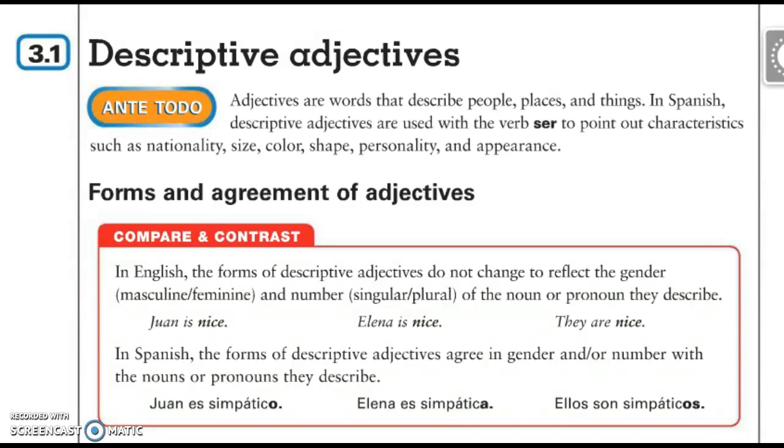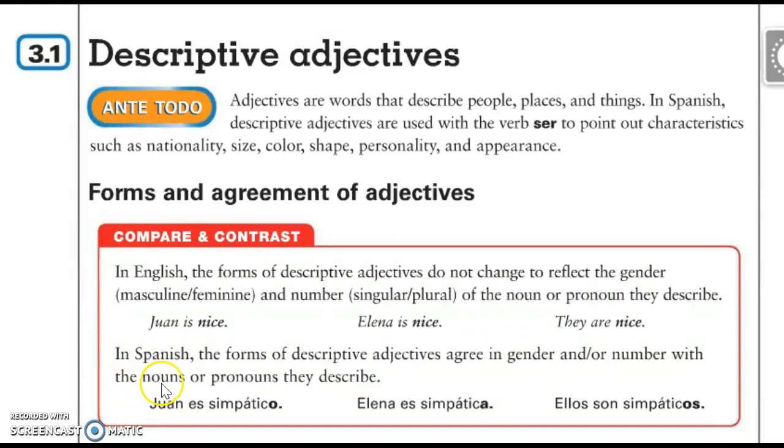So, how does this compare and contrast more specifically with the English language? In English, the forms of descriptive adjectives do not change to reflect the gender, masculine or feminine, and number, which means singular or plural, of the noun or pronoun they describe. You probably noticed by now, especially with our articles, el, la, los, and las, those are the definite articles, and our indefinite articles, un, una, unos, and unas, that most things have to agree with the number and the gender. So that is something new to us as native English speakers, very different.